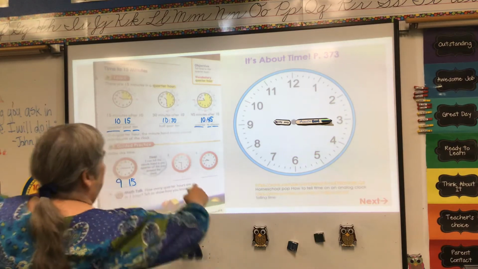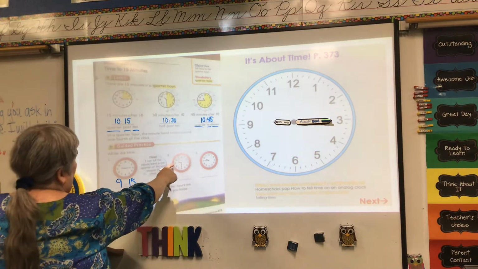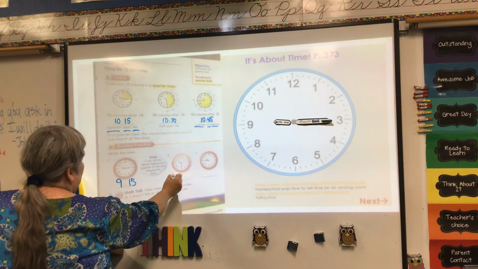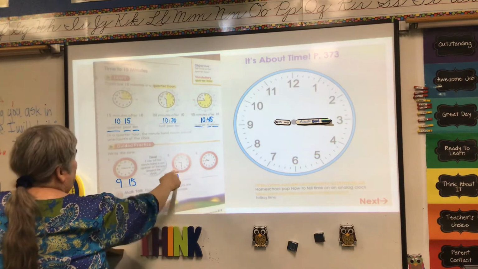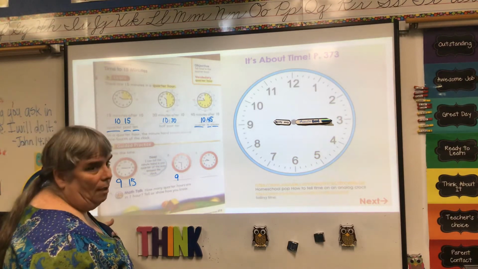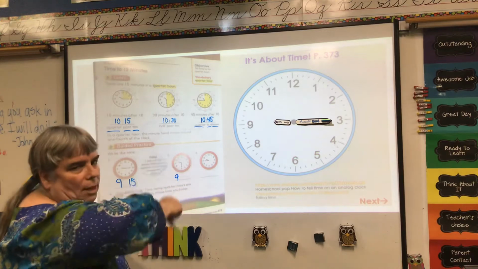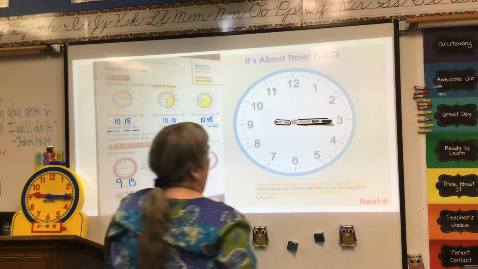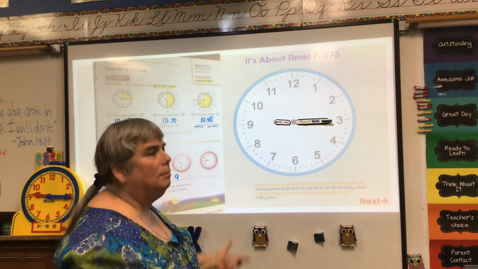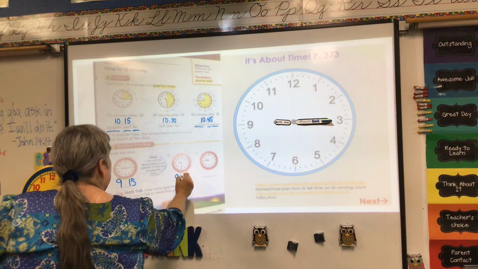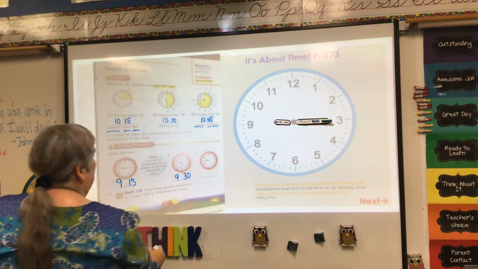This one, the hour hand is halfway in between the 9 and the 10. So that I know it's 9 something. And then the minute hand is on the 6. Now I can skip count by 5 6 times, or I can remember that fraction. I just split the hour in half. So what's half of 60? 30. So I can say that this clock is 9:30.